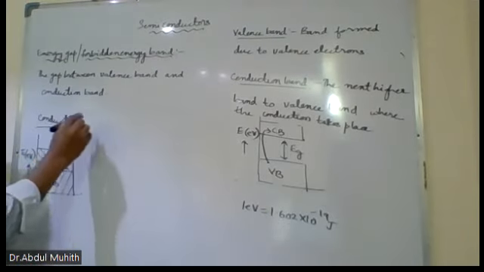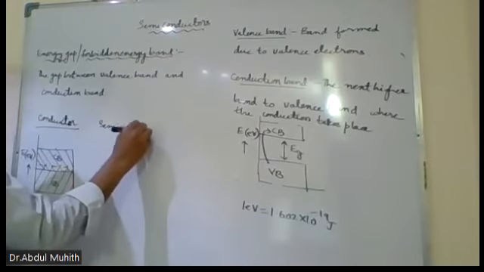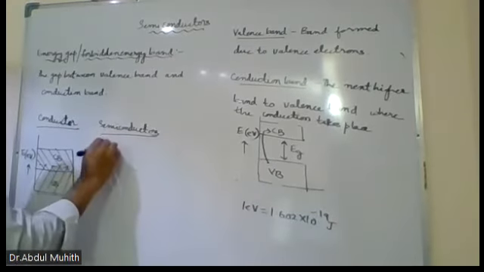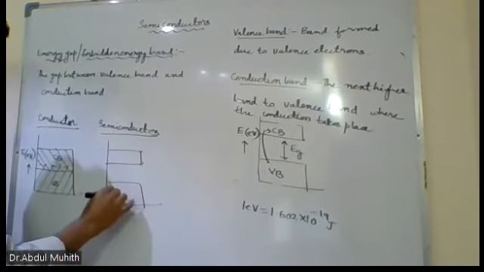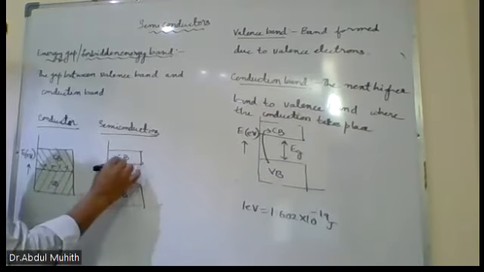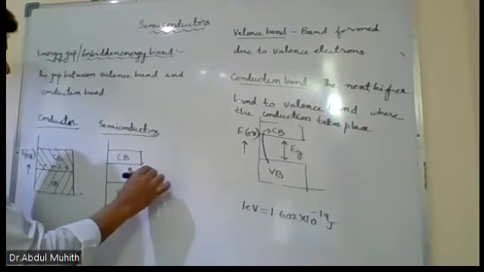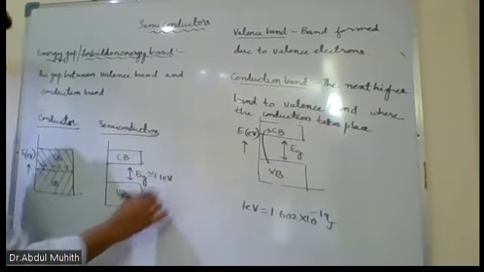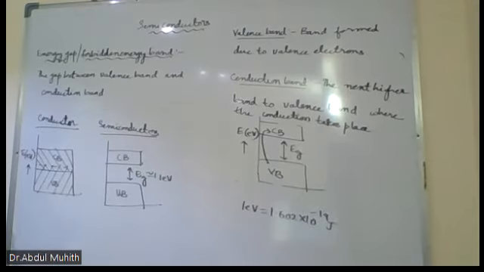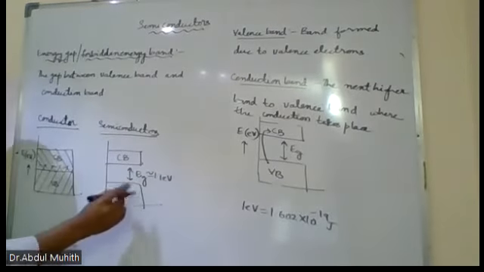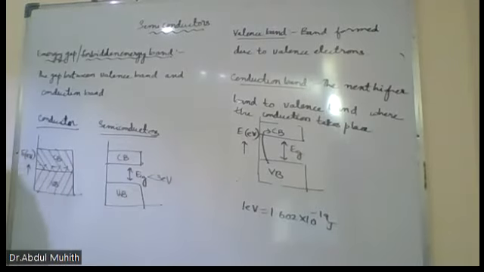But if you speak about semiconductors, how is it? There is a small gap between the valence band and conduction band. That energy gap is approximately 1.1 electron volt, roughly 0.7 to 1.1 electron volt. Or we say it is less than 3 electron volts in general.